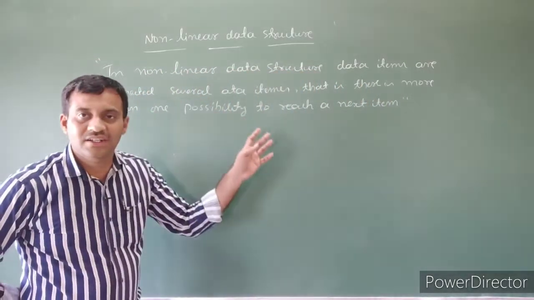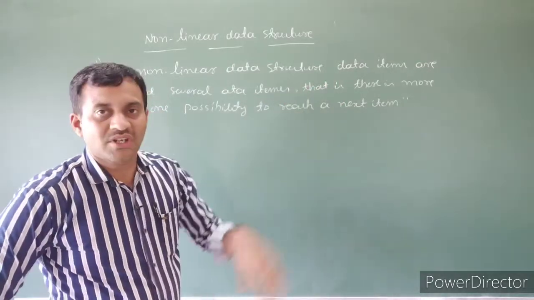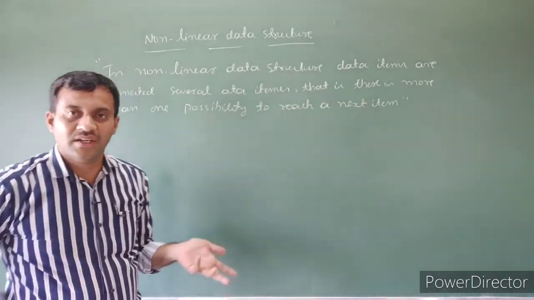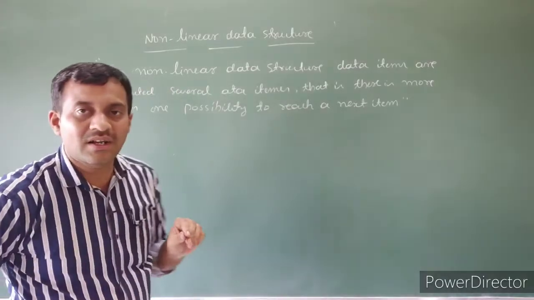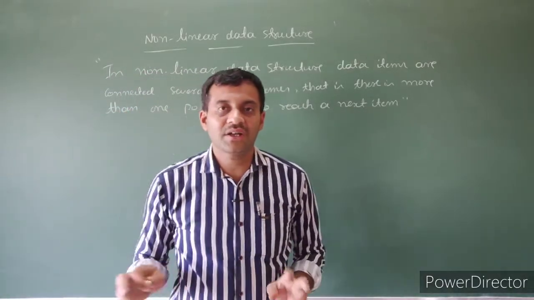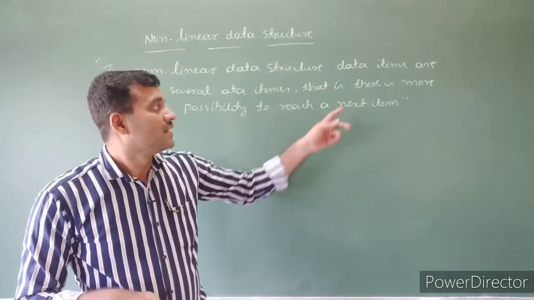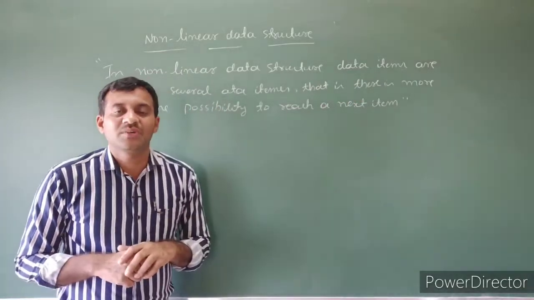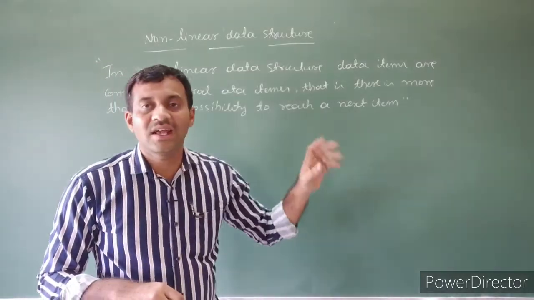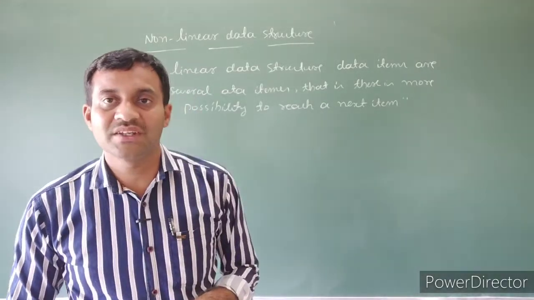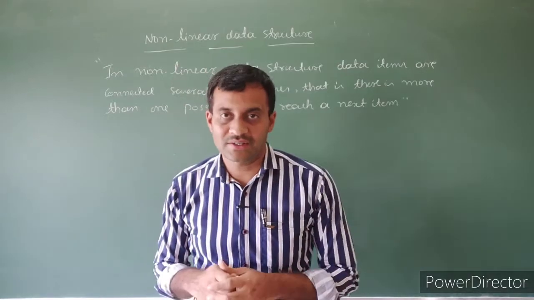In a non-linear data structure, which is also a collection of data items, data items are connected to several data items. A single data item is connected to several data items. That is, there is more than one possibility to reach a next item. That is the definition for non-linear.